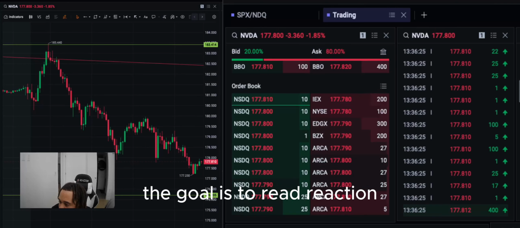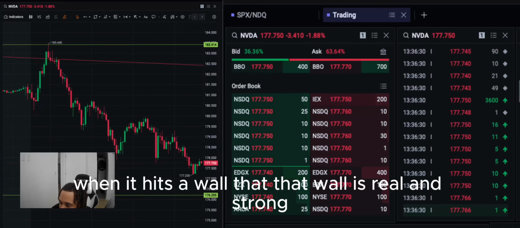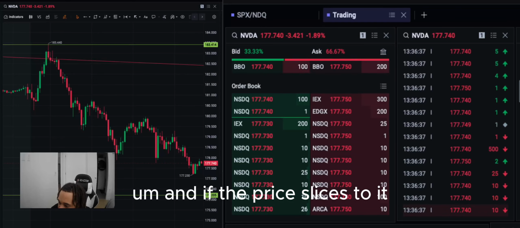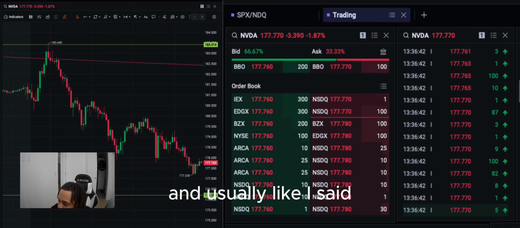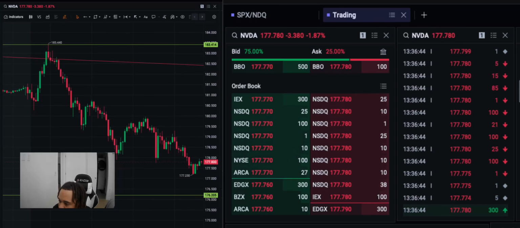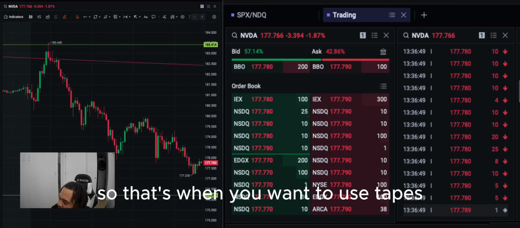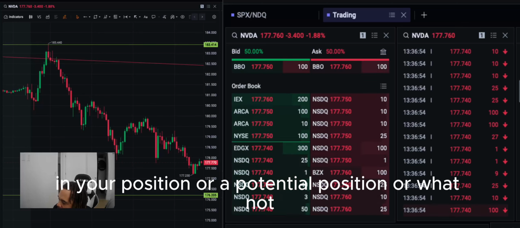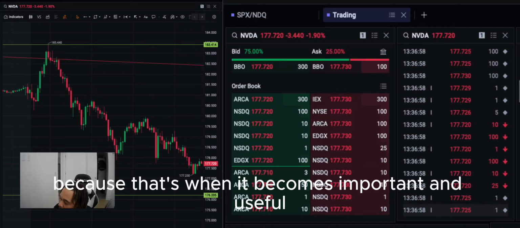The goal is to read reaction, not just a setup, like I talked about. Always make sure that if price bounces when it hits a wall, that wall is real and strong. To know if it's strong, you've got to see repetitive orders there. And if the price slices through it, that wall was fake or weak and the opposition is winning. Usually, like I said, these all happen during breakouts, reversals, rejections. That's when you want to use the tape, around key points in your position or a potential position, because that's when it becomes important and useful.